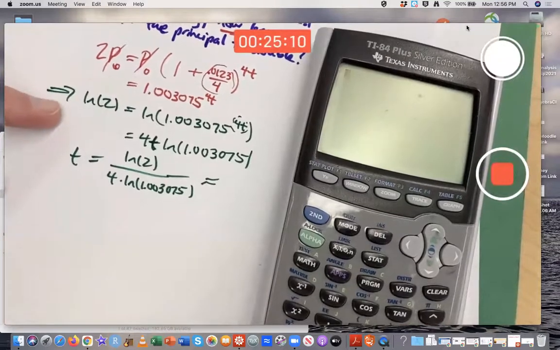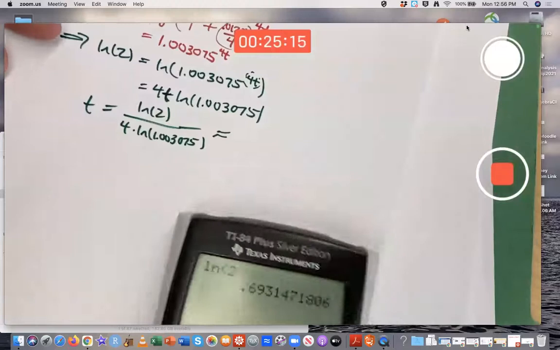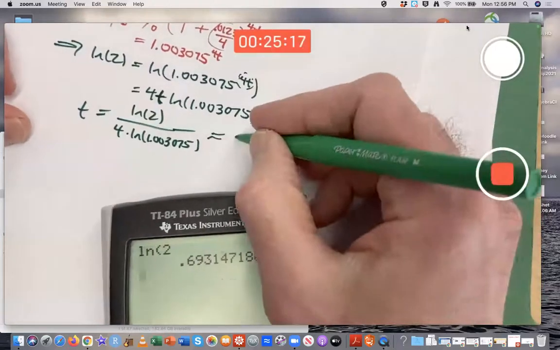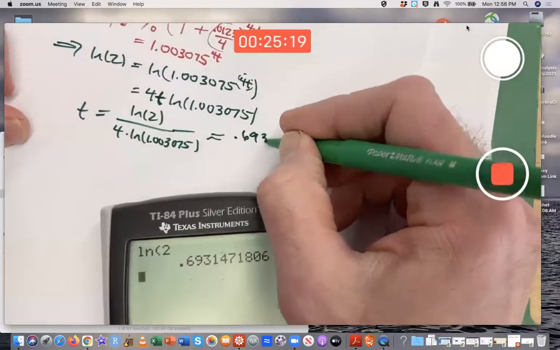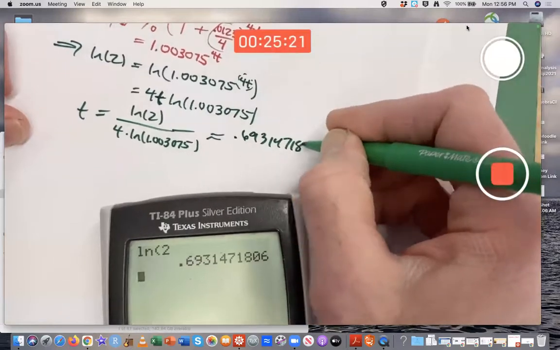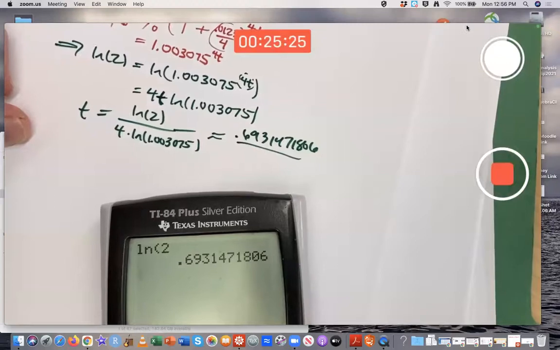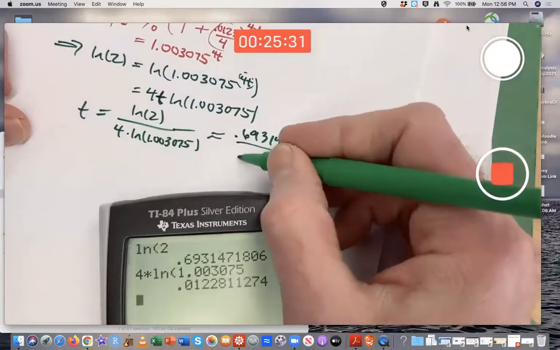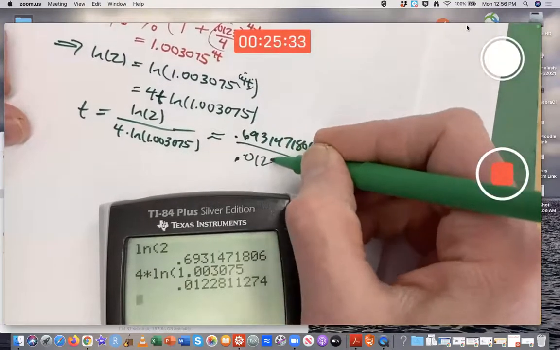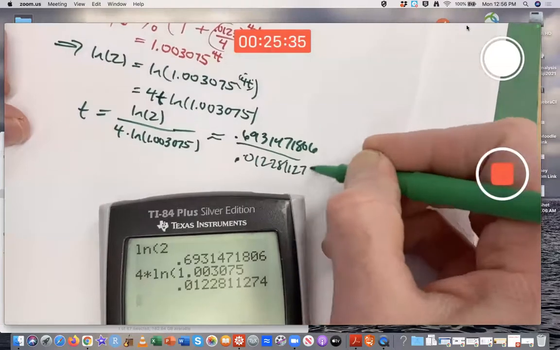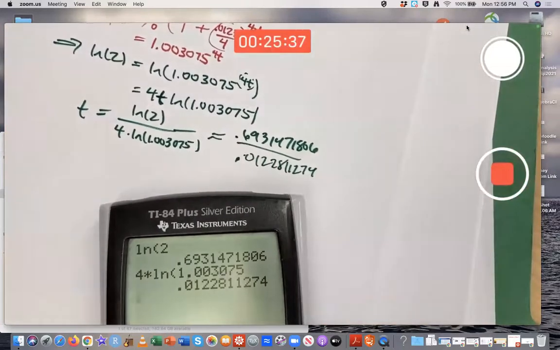So I'm going to go ahead and figure out the top and the bottom individually as a way of helping me show more work here to possibly get more partial credit if I make a mistake. 0.693147180 is the top. 4 times natural log of 1.003075 is the bottom. That's about 0.012281124. Then divide.